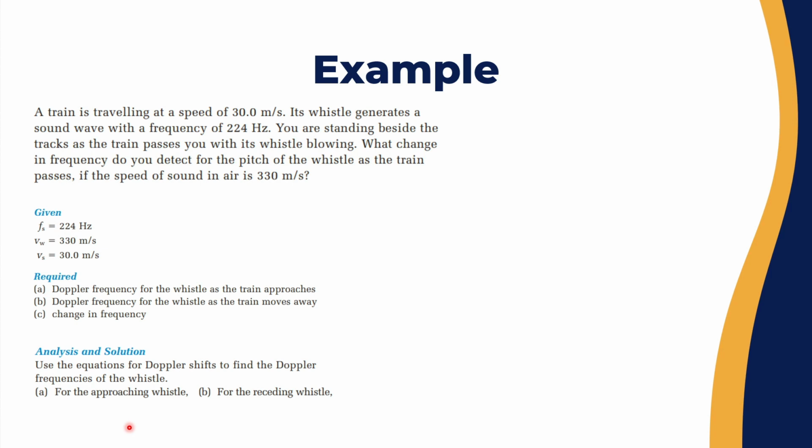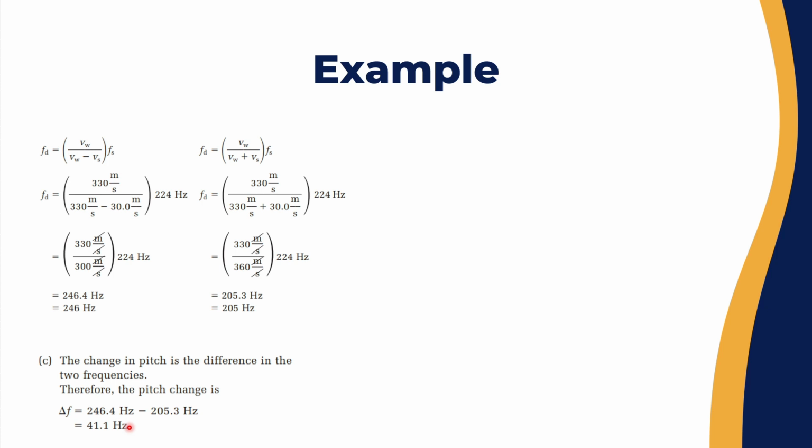We use the equation for Doppler shifts to find the Doppler frequency of the whistle for the approaching whistle and for the receding whistle. So we say Fd equals Vw over (Vw minus Vs) times Fs. And that would give you, by replacing all those givens, 330 over 300 times 224, which gives you 246 Hertz. So the frequency for the approaching whistle, using this equation, gives you this result. And the frequency for the receding whistle would use the plus sign in this equation. You replace all the givens and it would give you 205 Hertz.